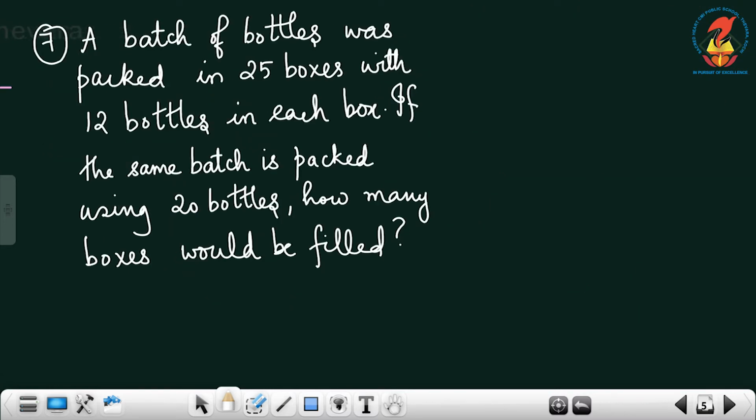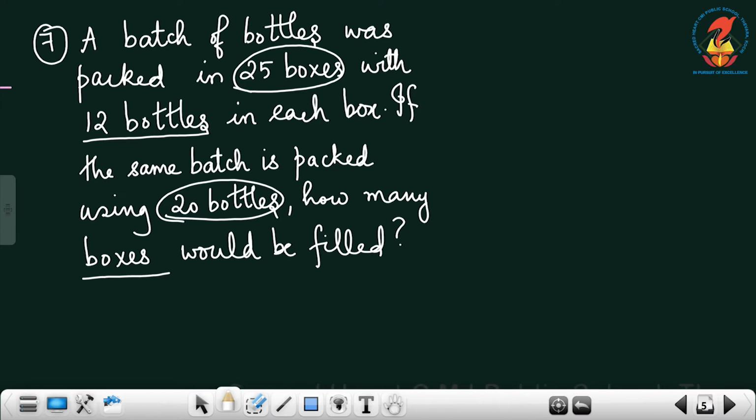Next question. A batch of bottles was packed in 25 boxes with 12 bottles in each box. If the same batch is packed using 20 bottles, how many boxes would be filled?